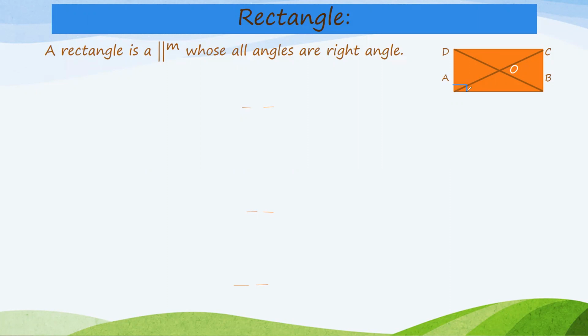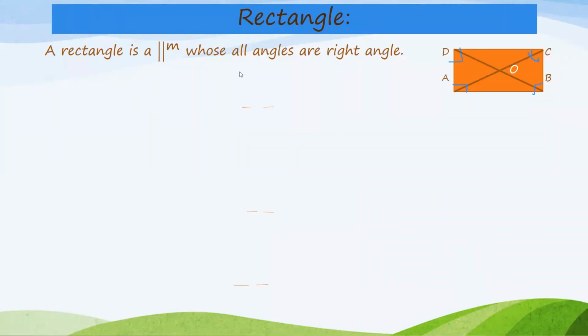Here, the angles A, B, C, and D, they all are equal to 90 degree. These all angles are equal to 90 degree, right? And in rectangle, the opposite sides are congruent. That means AB, CD, they are congruent sides, and BC and AD, these two sides are congruent. So this is also the property of the parallelogram, having opposite sides congruent.